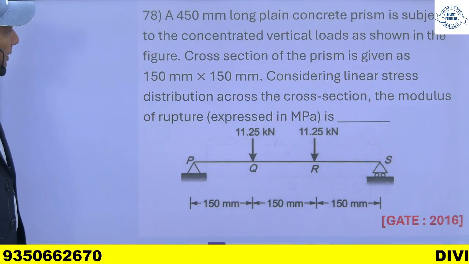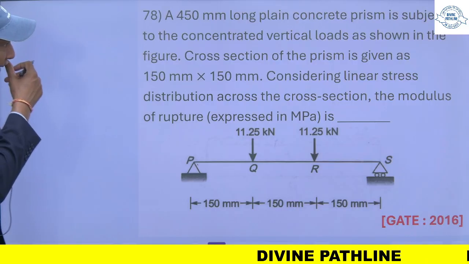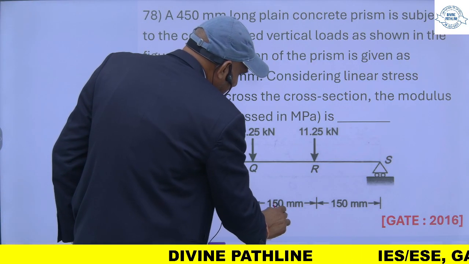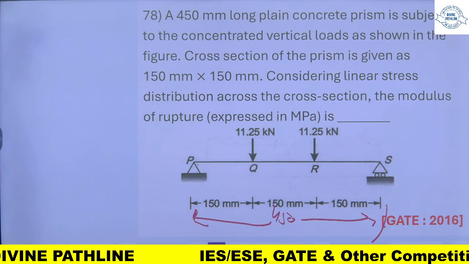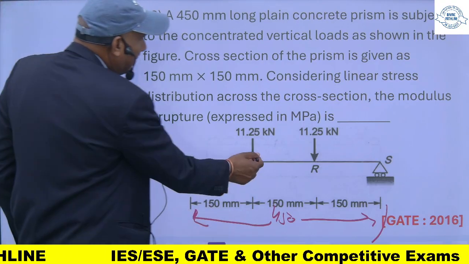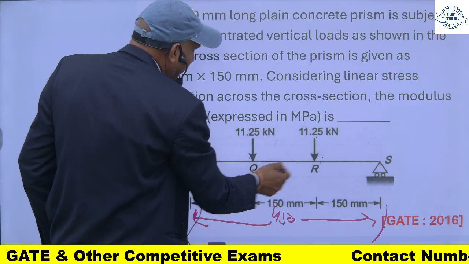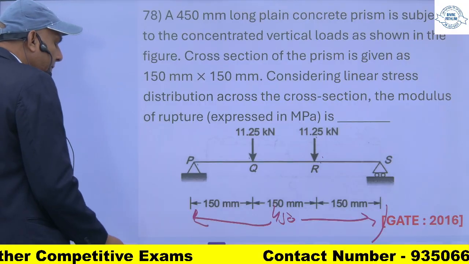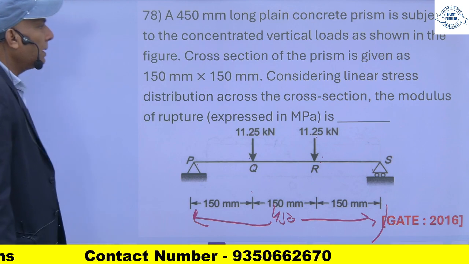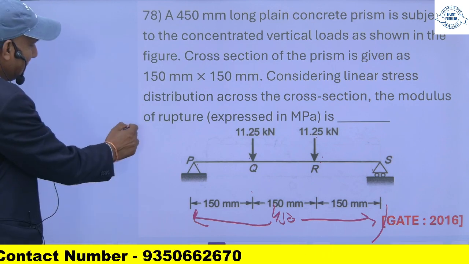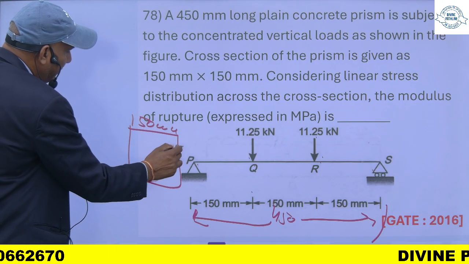A 450 mm long concrete prism. This is a concrete beam. Length is 450 mm. It is subjected to a concentrated vertical load of 11.25 kilonewton at Q and R, symmetrically placed 150 mm from this side and 150 mm from this side. Cross section of the prism is 150 mm width and 150 mm depth.